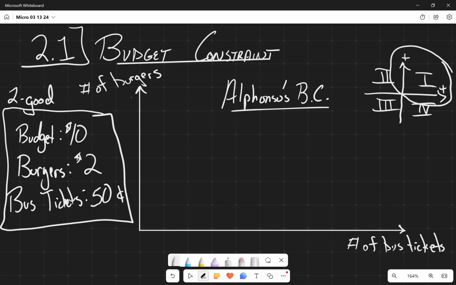And so the way that we work through these problems is we say, okay, what if Alfonso only bought burgers? If Alfonso spent all of the $10 on burgers, then he would end up with 5 burgers total. How did we get to 5? Well, 5 is equal to that budget, 10, divided by the cost of the burgers, 2. So this is one point that Alfonso can choose. And in fact, this is what we call a consumption choice.